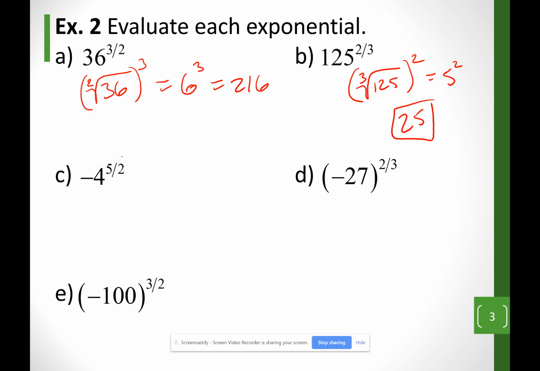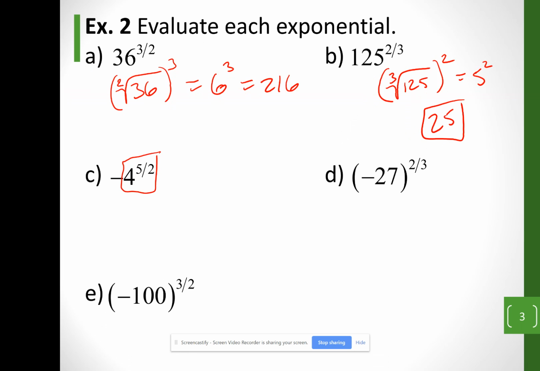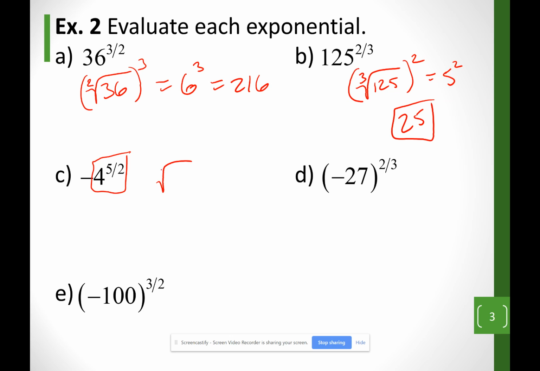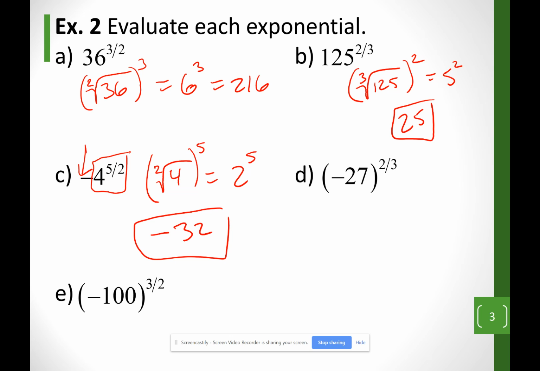Once again, here the negative on C has nothing to do with the exponent. So my root will not have to deal with the negative. So let me write this as the square root of 4 to the fifth. I'll deal with the negative at the end. So I know the square root of 4 is 2 to the fifth. 2 to the fifth is 32. Now, because of the negative outside, my answer will end up being negative 32.